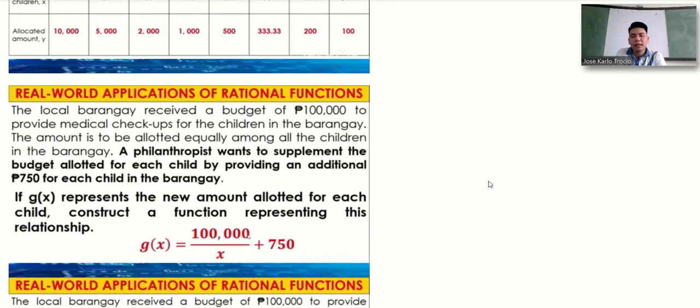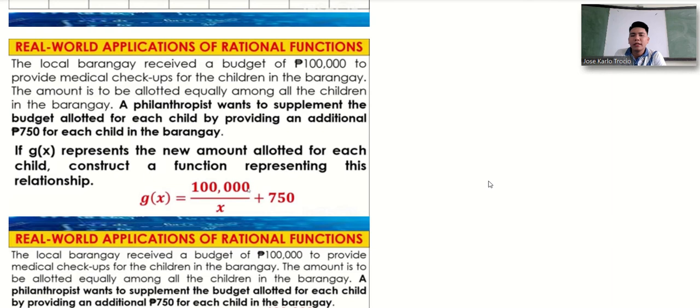Another, this is a continuation. This is additional. So you have the budget 100,000 pesos, divided by the number of children, but a philanthropist wants to supplement the budget allotted for each child. Maybe this is Angel Locsin. The philanthropist wants to supplement the budget allotted for each child by providing an additional 750 pesos for each child in the barangay.